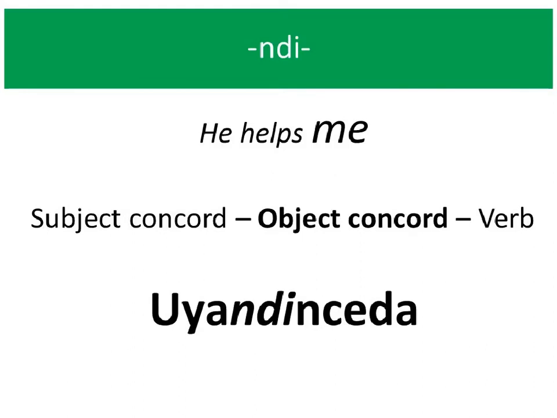The 3 that we will be using the most are the personal object concords. For example, in this example, he helps me. And you can see that ndi is similar to the object concord. So when I say I help, it'll be ndiyanceda. If I say he helps, it'll be uyanceda. But now we're going to say he helps me. And you will notice the object concord goes between the subject concord and the verb. So there we have our verb nceda. Uyanceda would be he helps, and uyandinceda means he helps me.